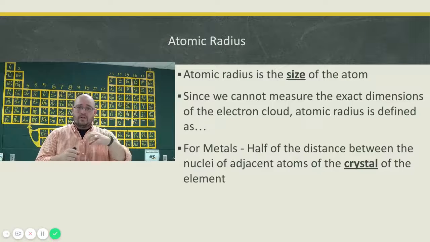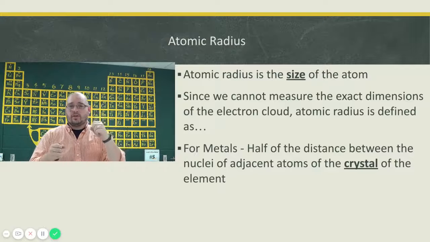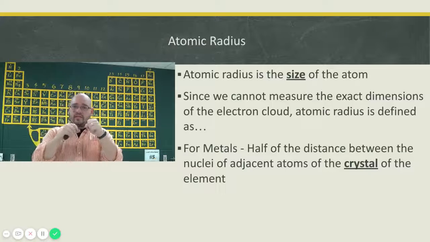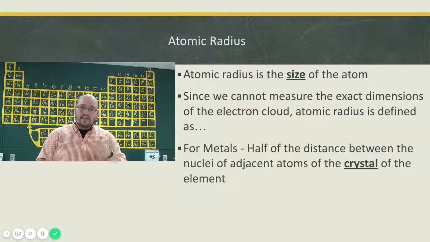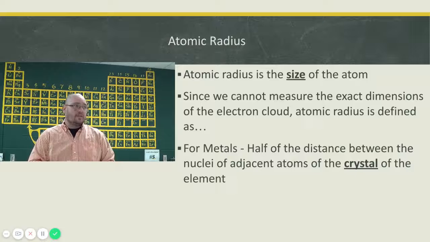So with solid metals, you're going to have an atom here, an atom here, an atom here, an atom here. They're all touching each other. So when we say adjacent, that means atoms that are touching each other, the distance between their nuclei. That is what we call the atomic radius. It's half of that distance. The total distance would be its diameter. So half the distance is the radius.